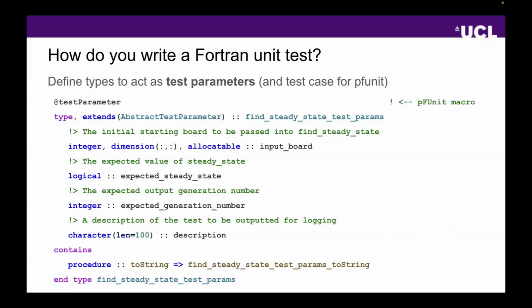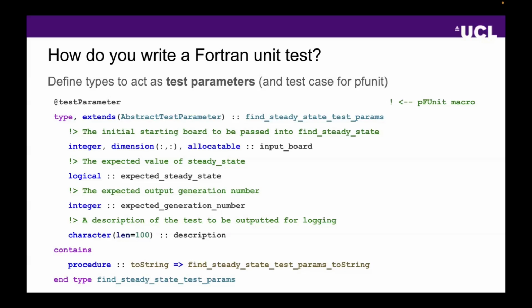So the last thing, very important, which is we tag this type within macro. So this is to use that pre-processing. So this will allow conversion from the .pf file to the .f90 file. So that's important as well.